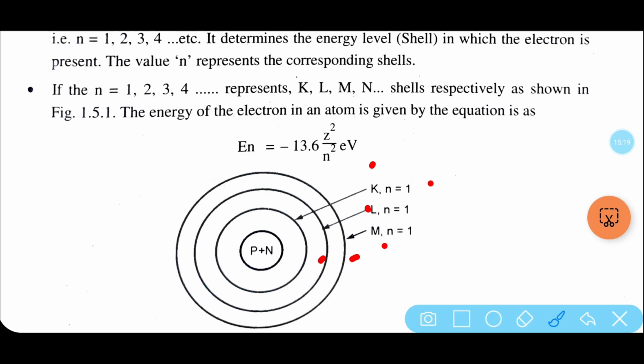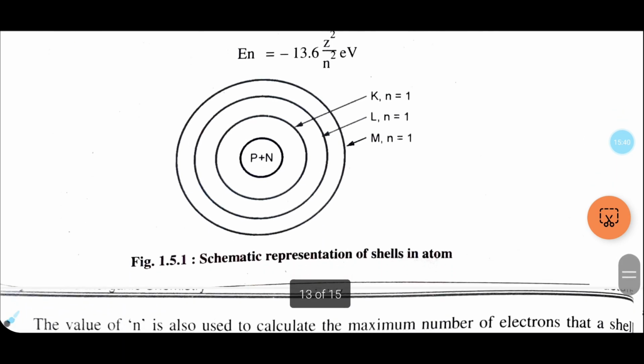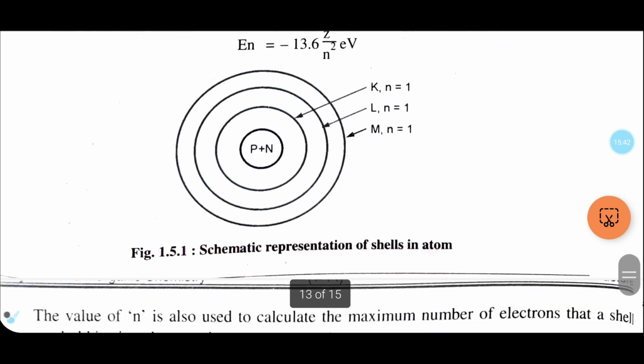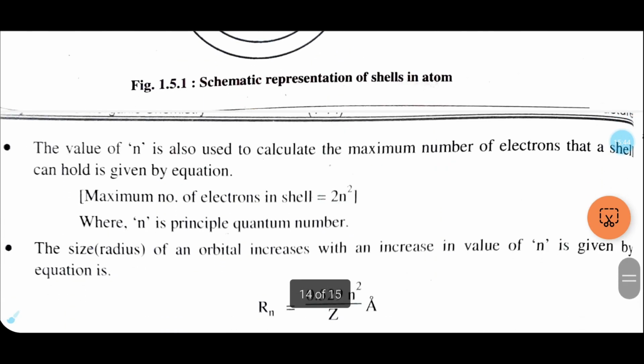So the energy of an electron in an atom is given by this equation. The energy of the electron present in the orbit is given by En is equal to minus 13.6 into Z square upon n square electron volt. By this equation, we are able to find and explain the energy of the electron in the orbit. This is the schematic representation of the shells in the atom.